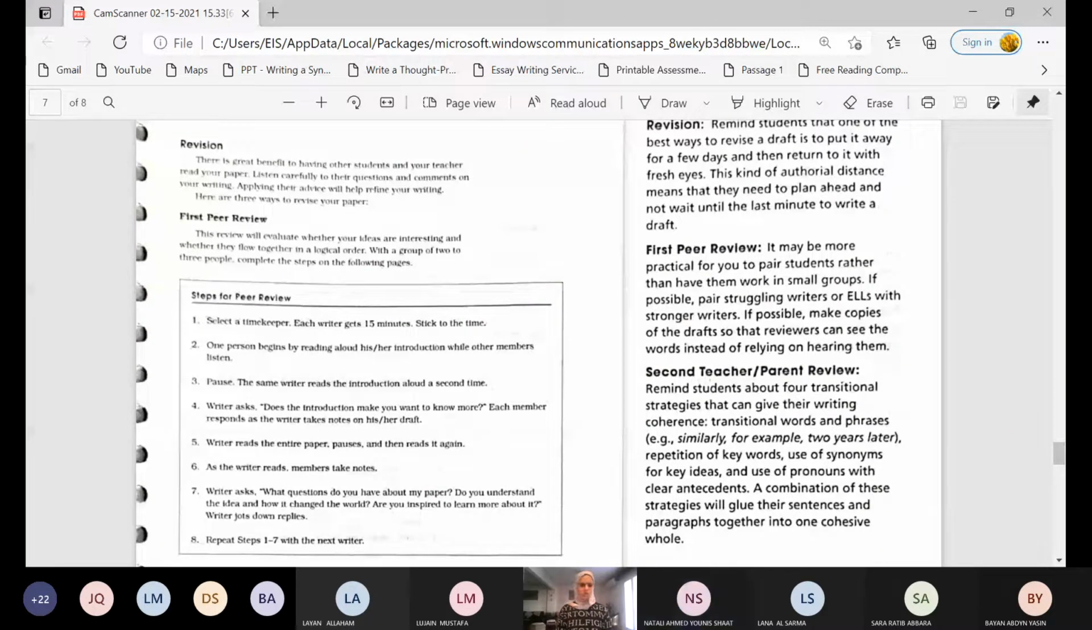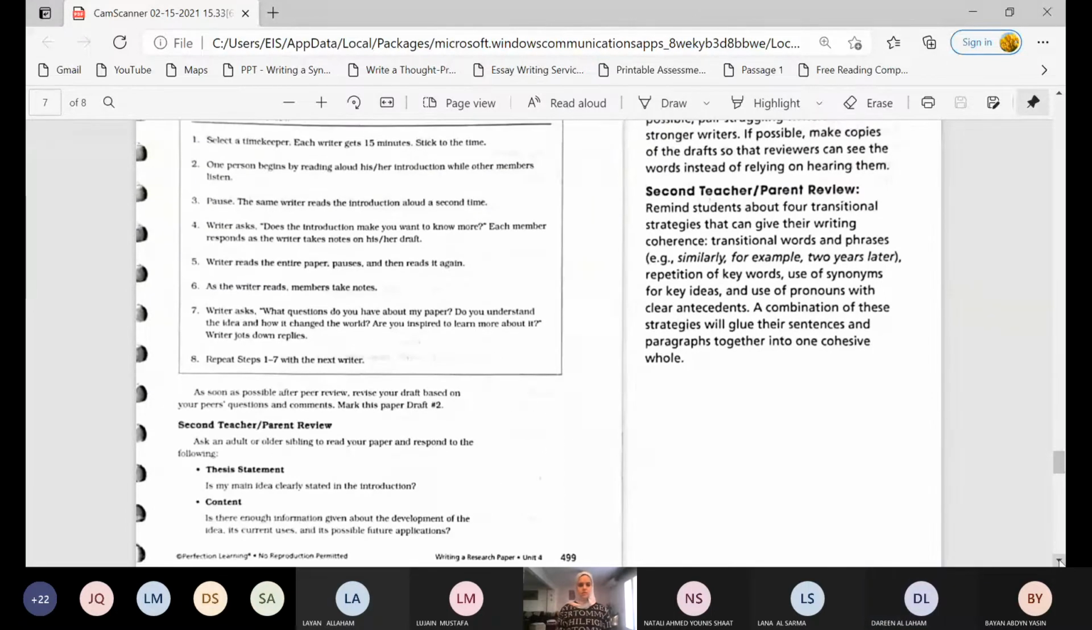I'll take Dareen. Steps of peer writing, Dareen. Yes, Miss. Just 1 minute. Kadra, steps of peer writing, page 499. Yes. Steps for peer review. First one, select a timekeeper. Each writer gets 15 minutes. Stick to the time. Second, one person begins by reading aloud his or her introduction while other members listen. Number 3, pause. The same writer reads the introduction aloud a second time. The fourth step, the writer asks, does the introduction make you want to know more? Each member responds as the writer takes notes on his or her draft.